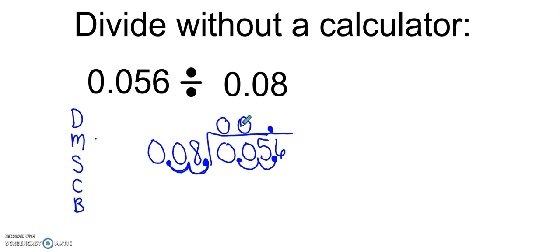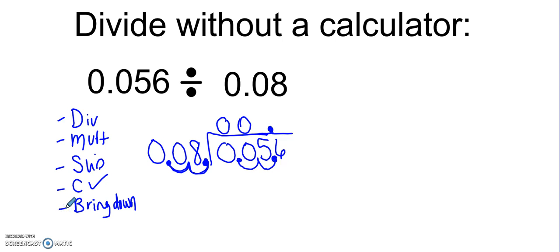Now, since it's an actual number, I am going to start doing the Does McDonald's Sell Cheeseburgers system. Divide, multiply, subtract, check, and then bring down. That's the system for dividing. Some people do it differently. This is how I do it, the old-fashioned version.